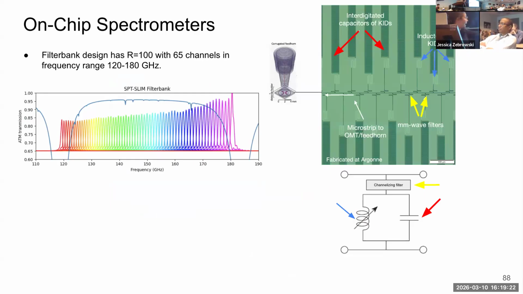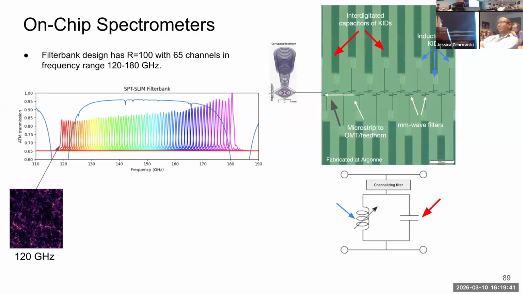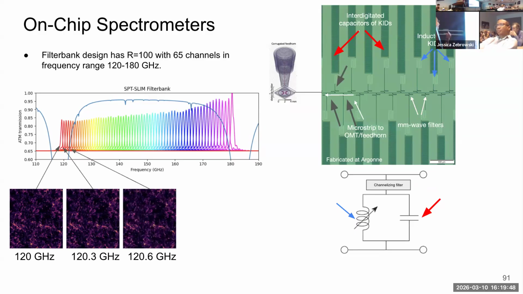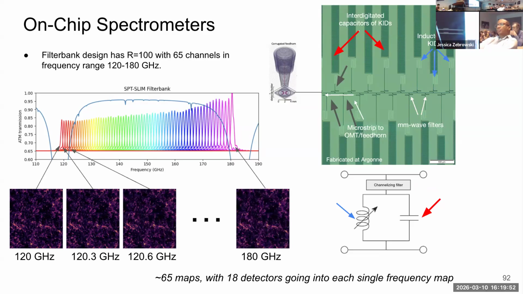So you can see here the capacitors. This is an actual picture of our focal plane. The capacitors are in red, the inductors are in blue, and you have these tiny little channelizing filters going all the way down this microstrip line to pick off our different frequencies. So here is the SLIM filter bank as a function of frequency. The first channel here will be able to make a map at 120 gigahertz. The next map here, 120.3 gigahertz. The next channel here, 120.6 gigahertz, all the way down the filter bank until you get to 180 gigahertz.